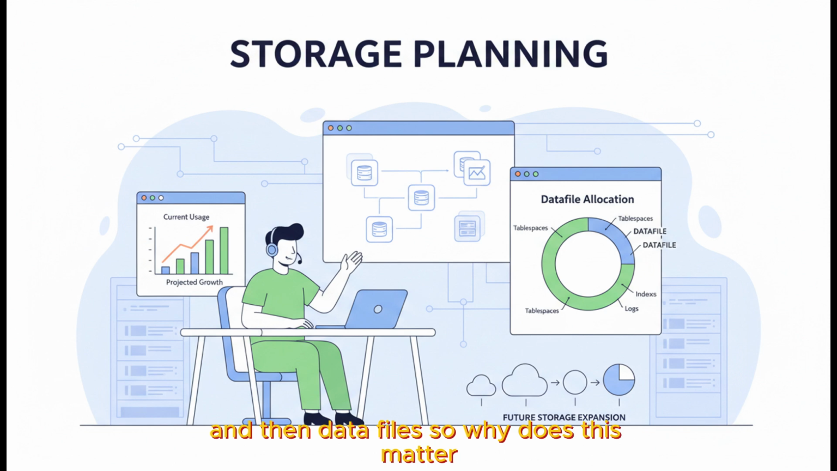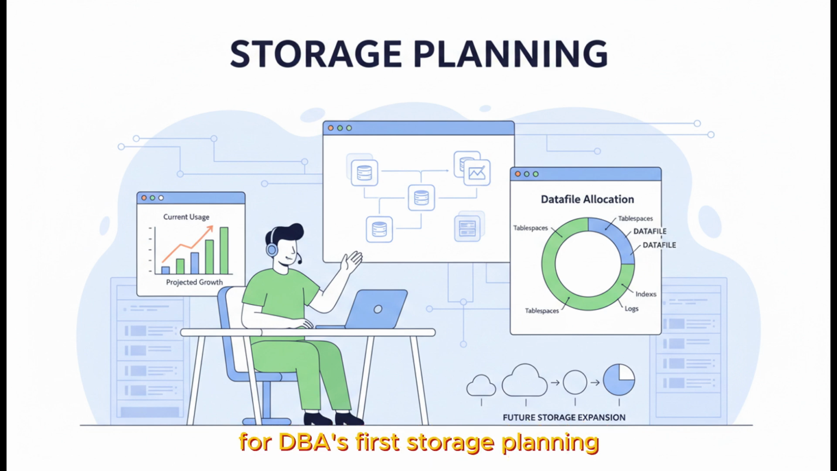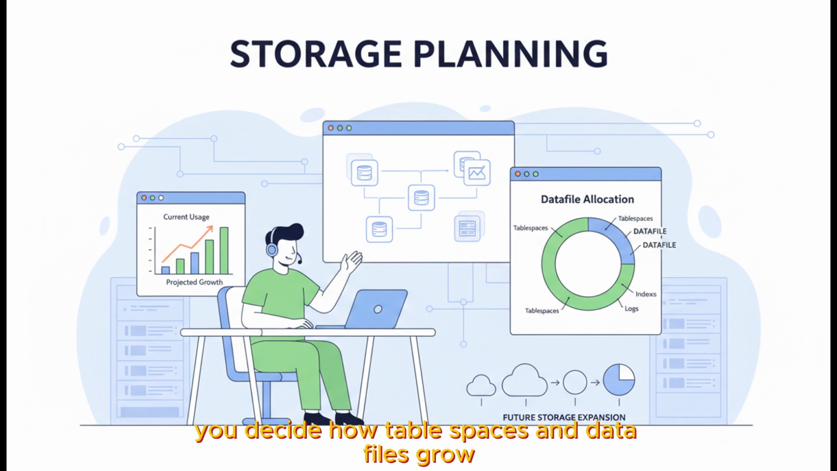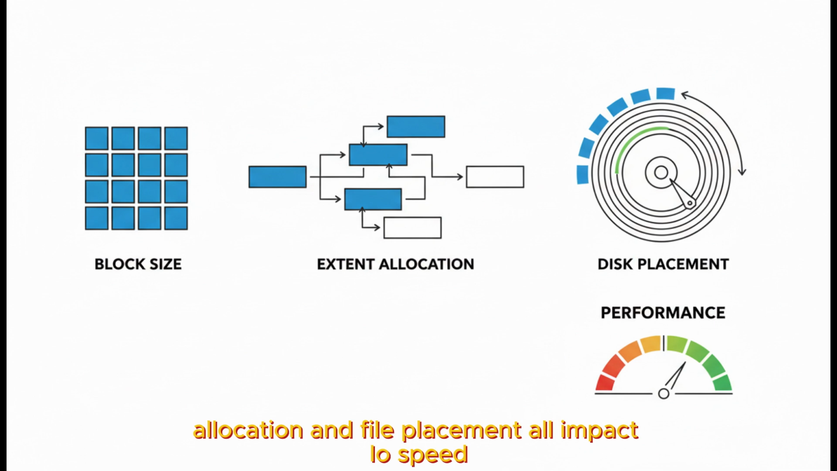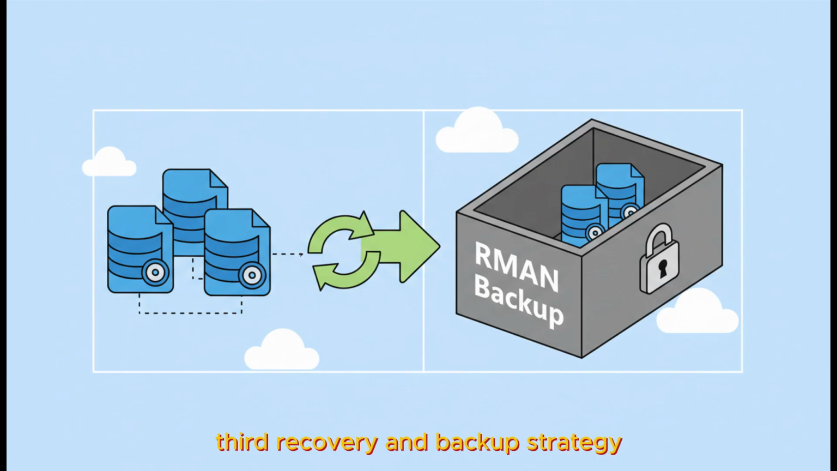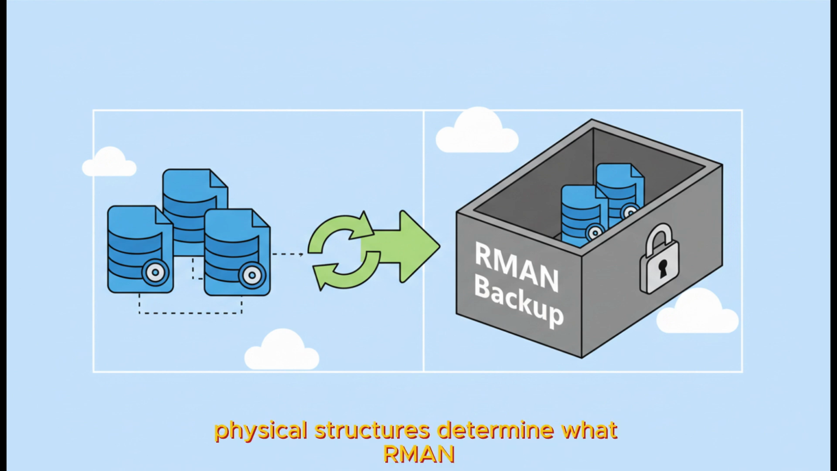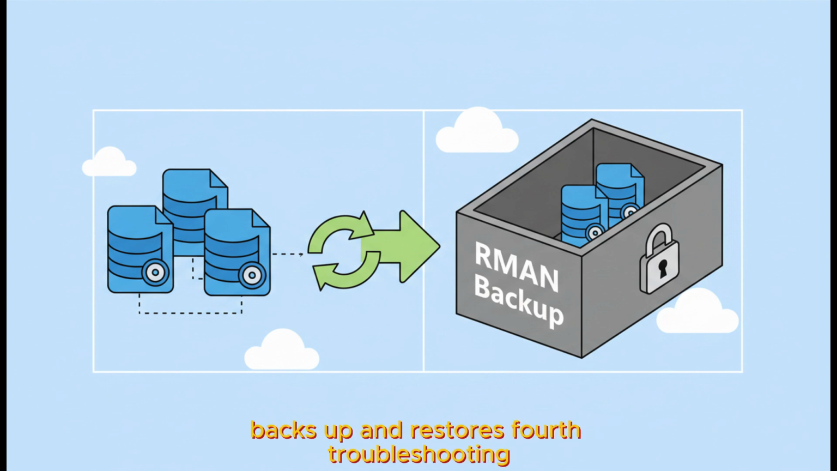So why does this matter for DBAs? First, storage planning. You decide how tablespaces and data files grow. Second, performance. Block size, extent allocation, and file placement all impact I/O speed. Third, recovery and backup strategy. Physical structures determine what RMAN backs up and restores.